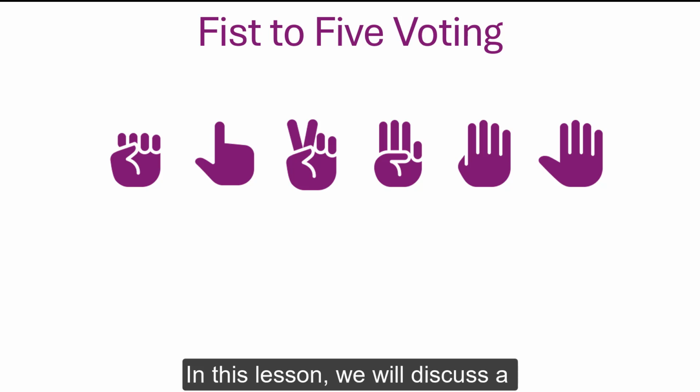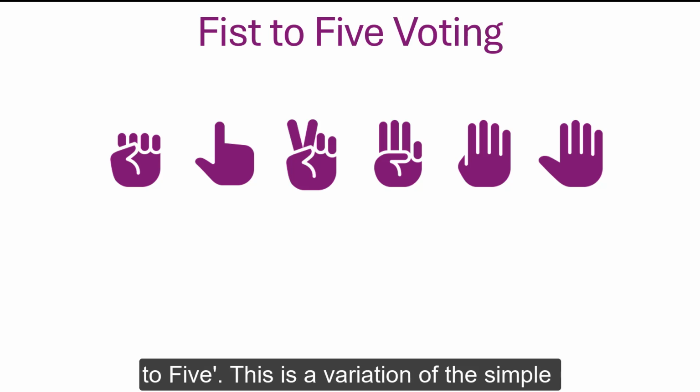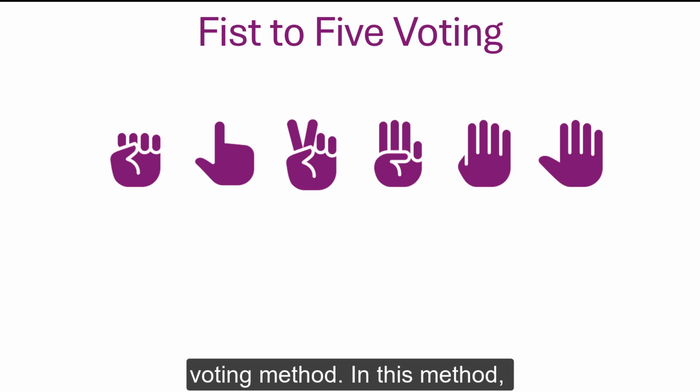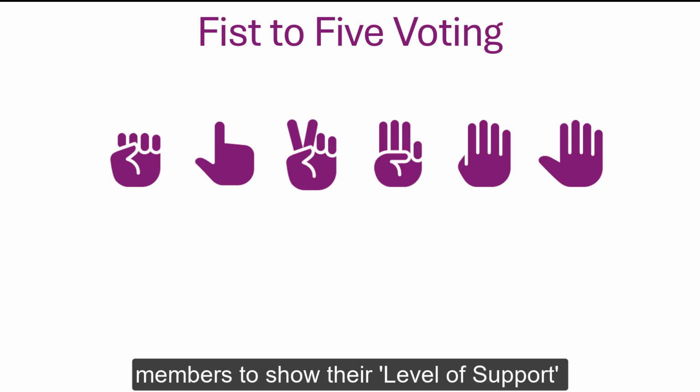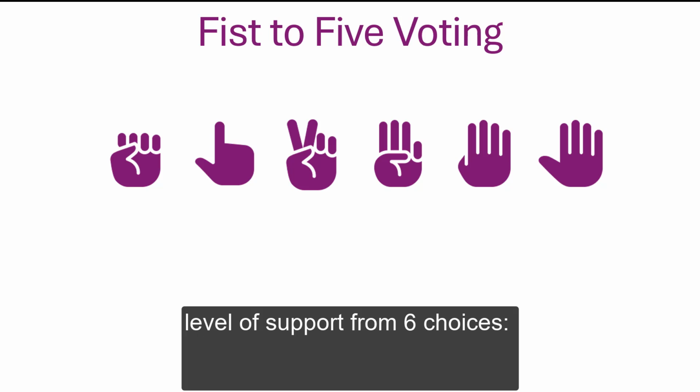In this lesson, we will discuss a decision-making technique called Fist to 5. This is a variation of the simple voting method. In this method, the project manager asks the team members to show their level of support for a certain decision to be made. Each team member can show their level of support from one of 6 choices.